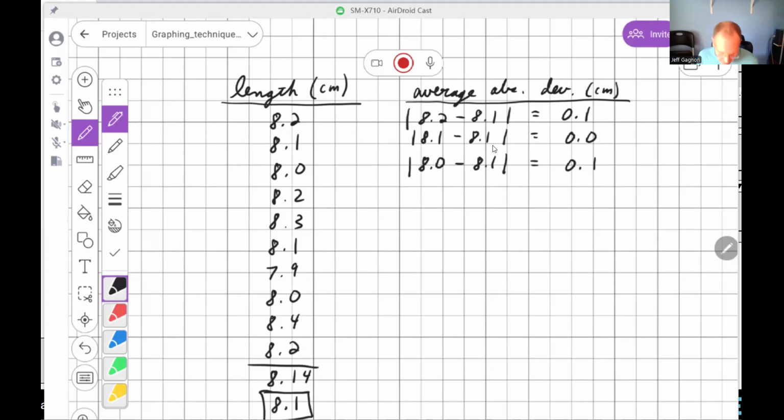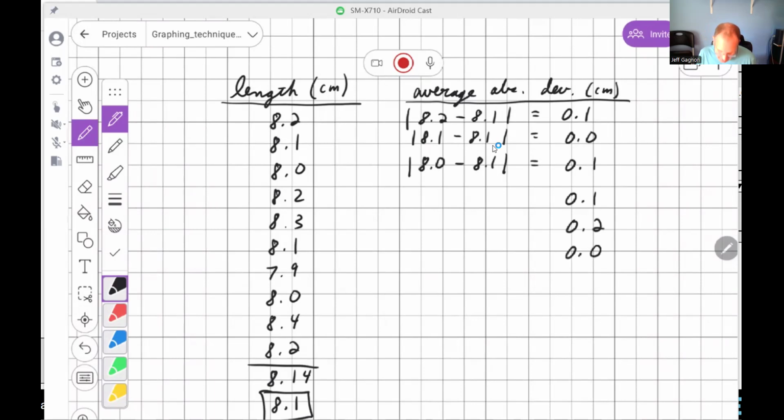You can do the math in your head. So for instance, the next one, since I have 8.2, how far away is that from 8.1? Well, it's going to be 0.1, right? So the next absolute deviation will also be 0.1. Then how far is 8.3 away from 8.1? It's going to be 0.2 away. Then 8.1 is 0 away.